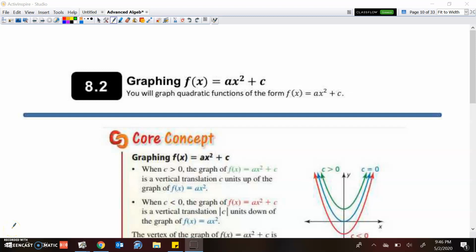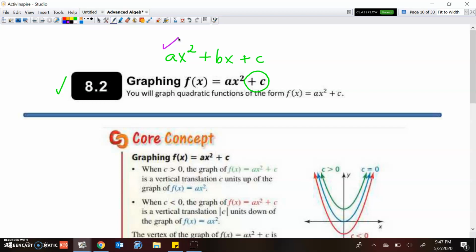Okay, so now we're going to add in this plus c. So you'll see that we have ax squared plus c for lesson 8.2. If we remember, the standard form of a quadratic equation is ax squared plus bx plus c. Now in the last lesson we talked a lot about what a does, and I'm happy to review that.